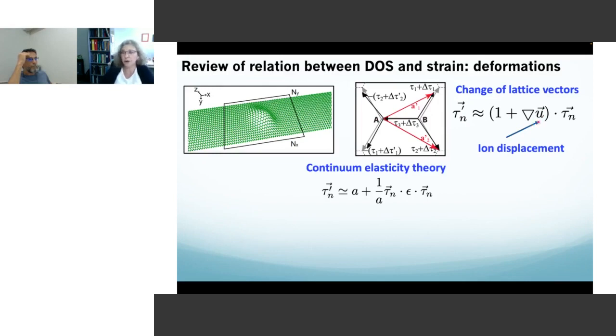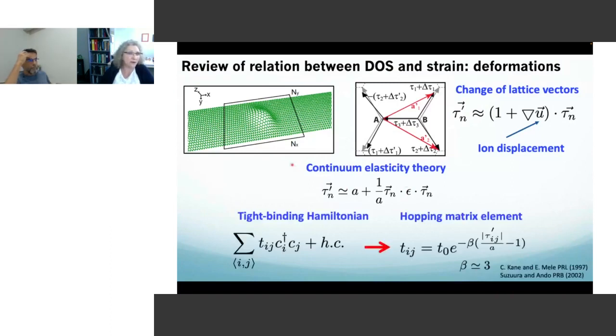And because the displacements are small, the new lattice vectors that indicate the new atomic positions can be described in terms of elasticity theory, where we use the strain tensor. Now, for a standard model of electrons hopping on this lattice, we use the pi-binding Hamiltonian. This modification entails modifying the hopping matrix elements by an exponential factor that depends on the elastic properties of the membrane, given by this parameter beta that for graphene takes the value of 3, and the new lattice distances, basically, between the atomic positions.